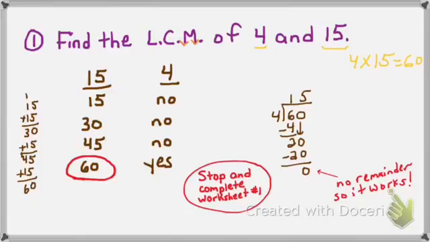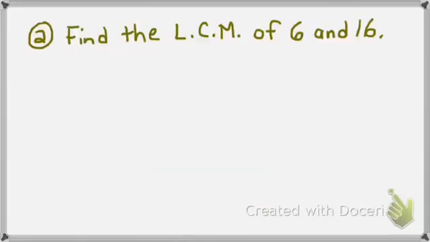In some cases, like example number 1 right here, that is true. But that is not true all the time. If you multiply the numbers, you will get a common multiple, but very often it will not be the least common multiple, and then your answer will be wrong. So you have to go through this process that we show you. Let's try an example with number 2.